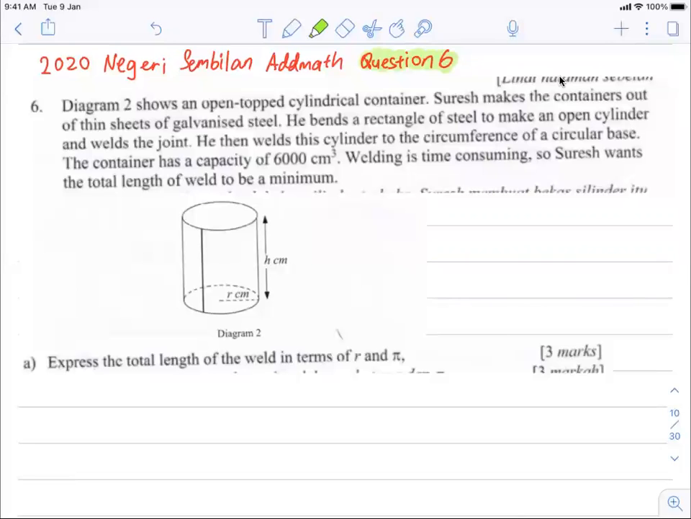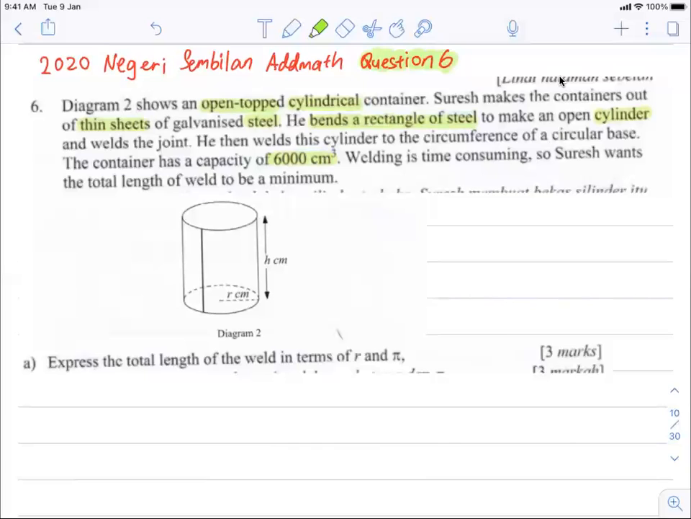So question 6 provides us with an open top cylinder, and this cylinder is made of thin sheets of steel, and then the sheet of steel is basically bent in order to make the cylinder. The cylinder has a capacity of 6,000 cm cube.